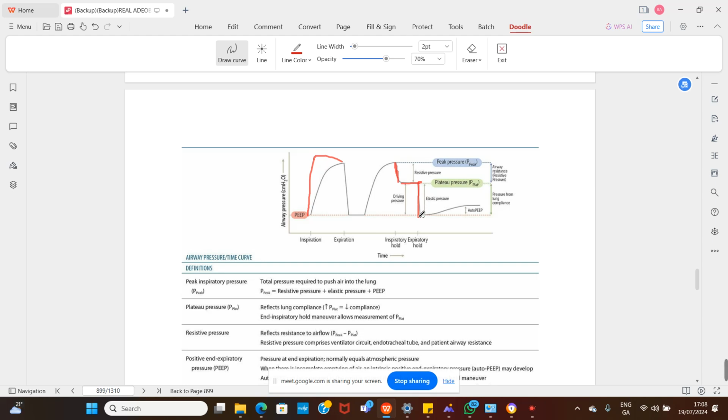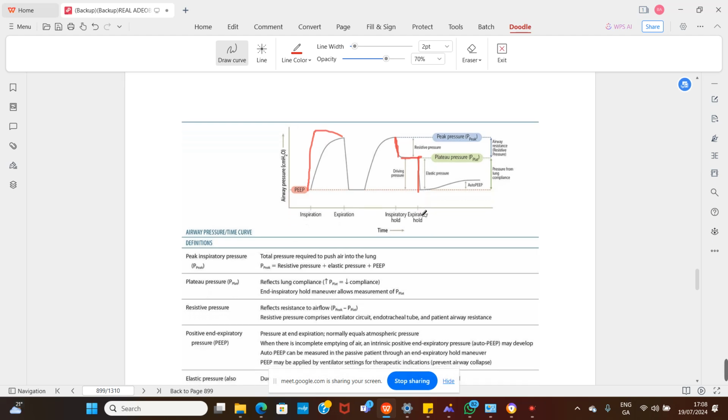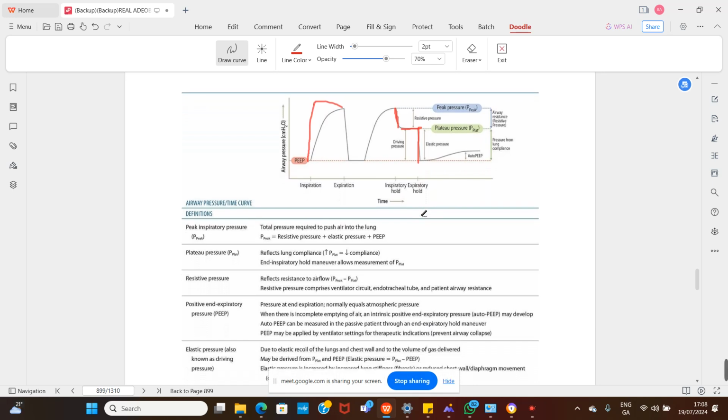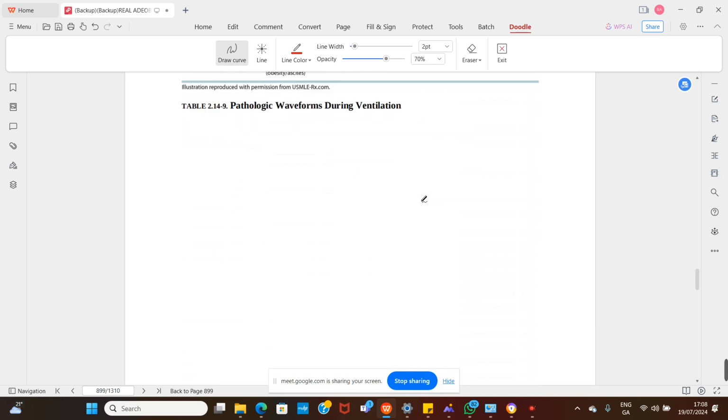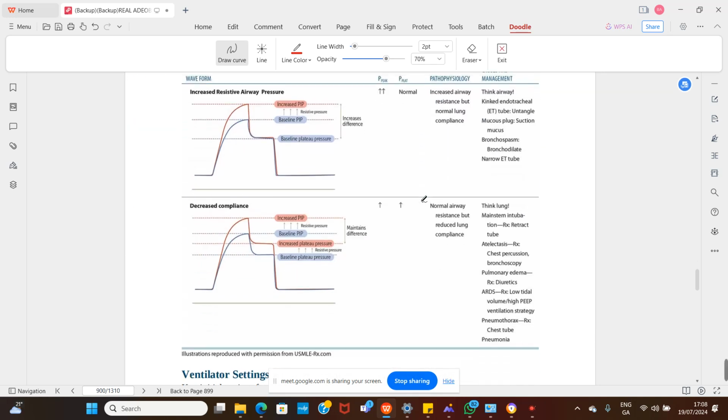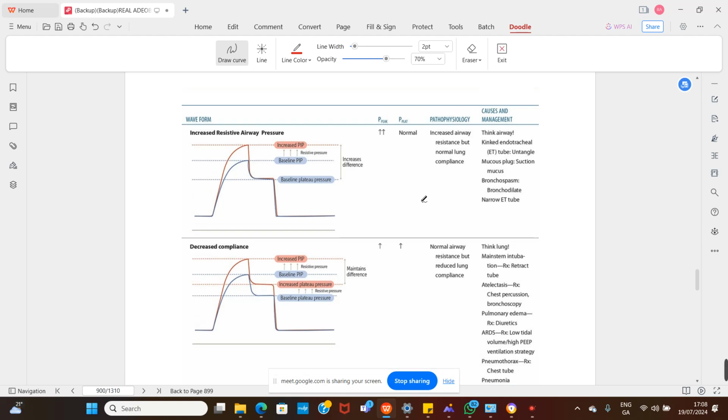So that is the pressure you are trying to overcome. So that is that. Let's see how the waveform will be in pathology. If you get this image in your exam, you should not be scared at all.